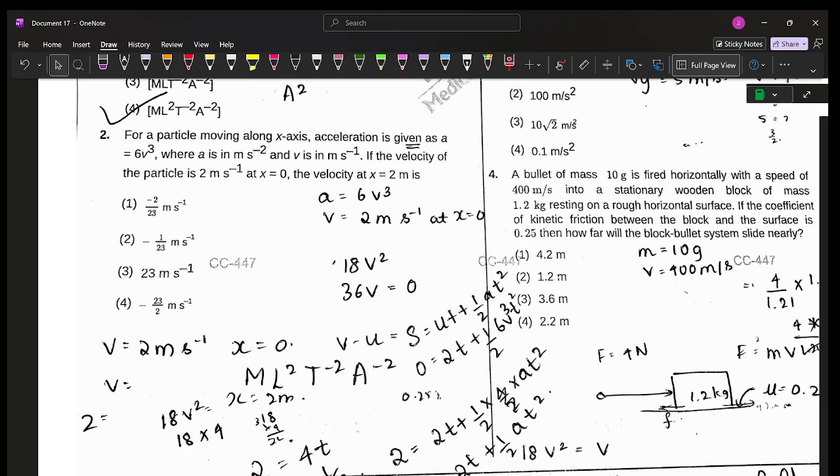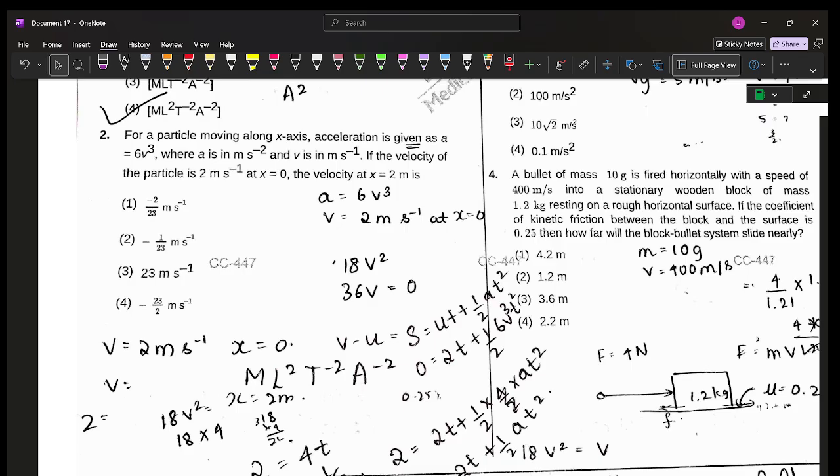And if I rearrange them to do the integration, then I'd get dv into 1 by v square is equal to 6 into dx. So if I try to integrate it right now from 0 to 2, do I integrate velocity from 0 to 2? No. From 2 to something, which is like x, let's say. Let's put it as v dash.